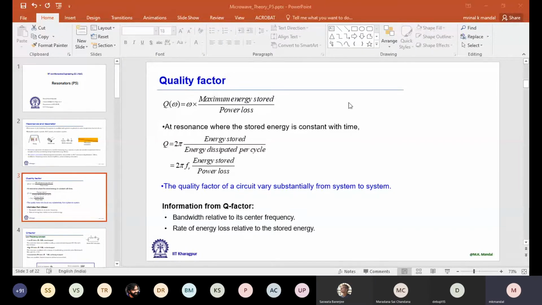Shashwat Banerjee and others, please switch off your microphone.